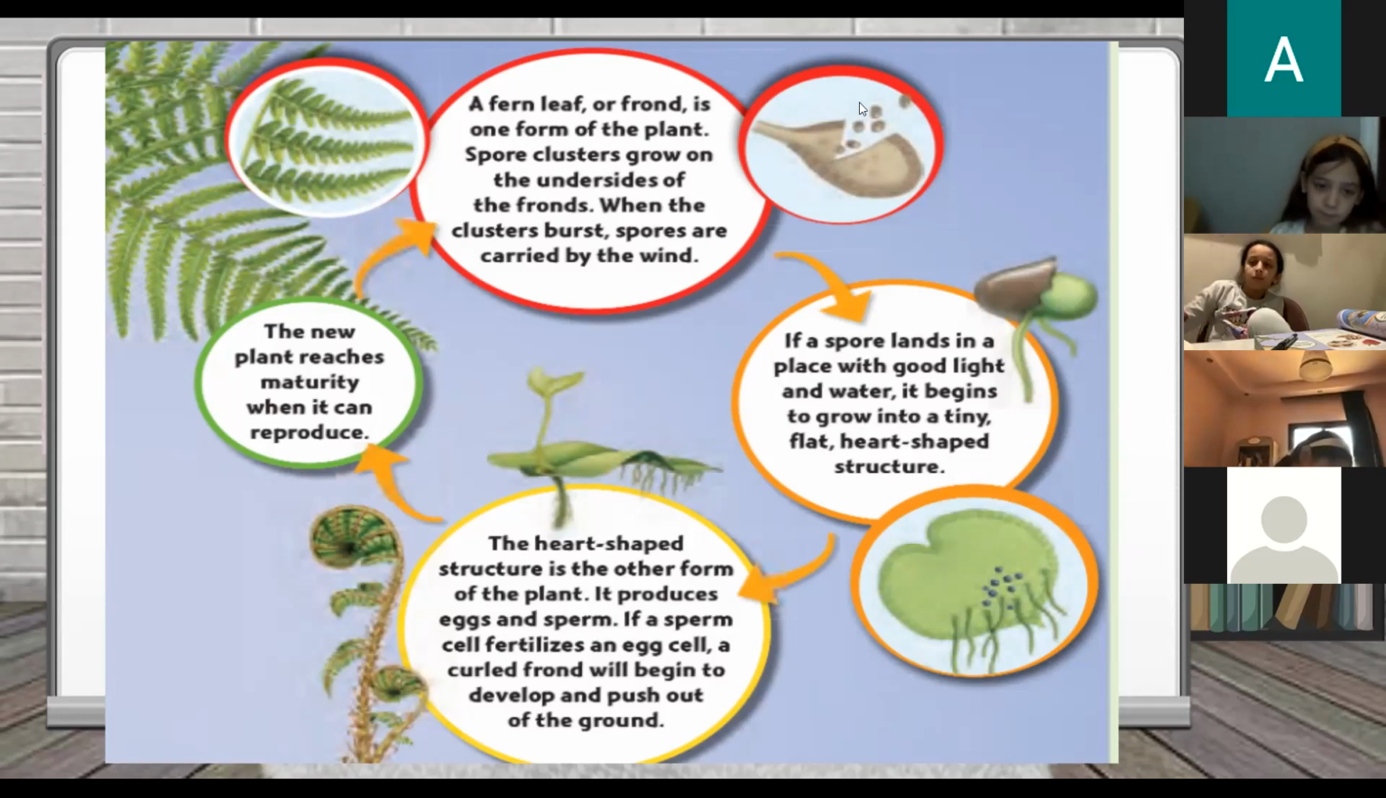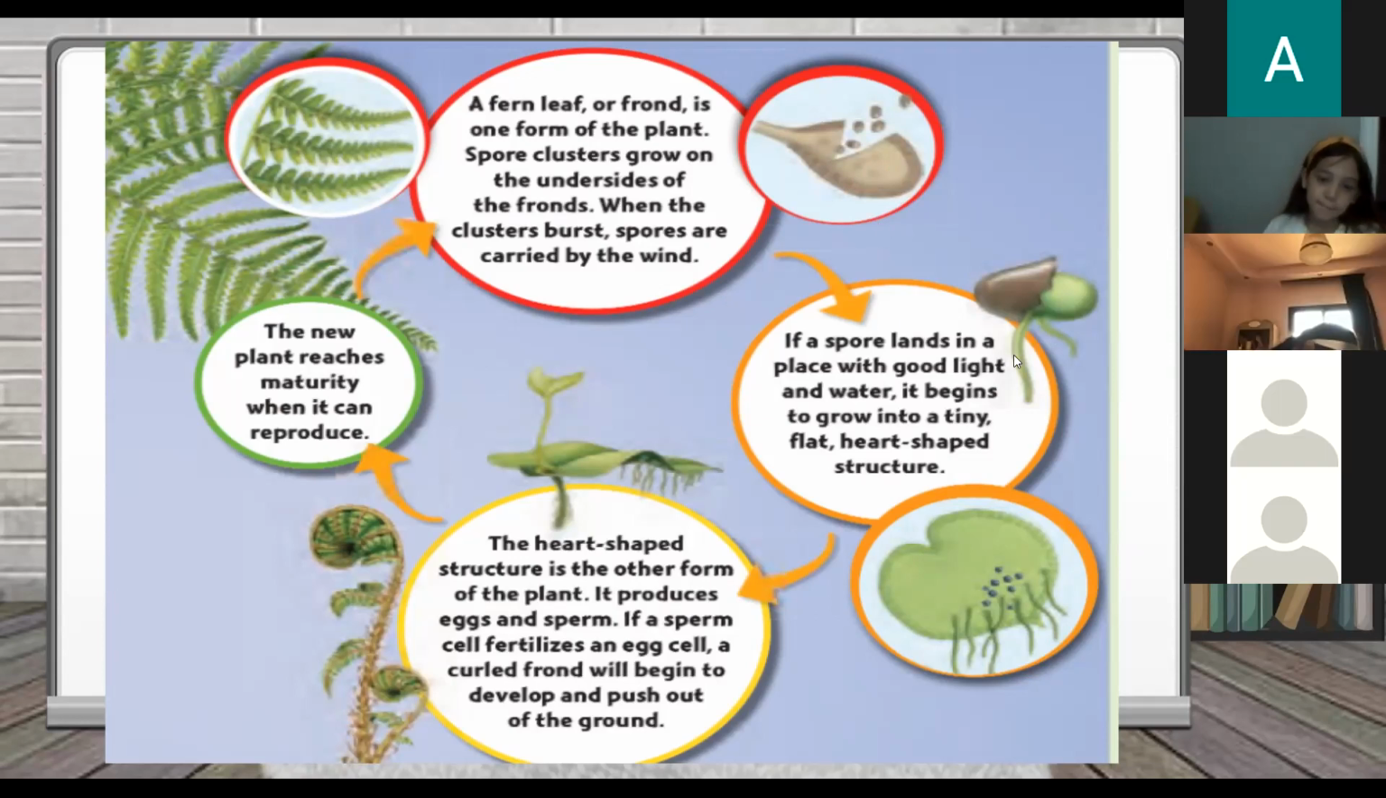So, a spore comes out of a cluster. Something that looks like a bag, we call it a cluster. When it opens up, it will land on a spot that is good in water. It has sunlight, it has air, so it will grow to a heart shape over here. And then a female part and a male part will grow and give you a fertilized egg.